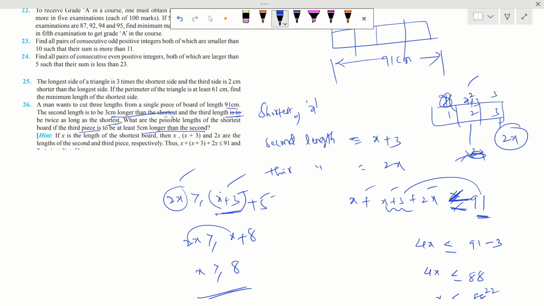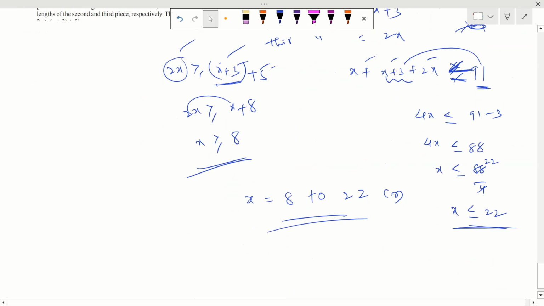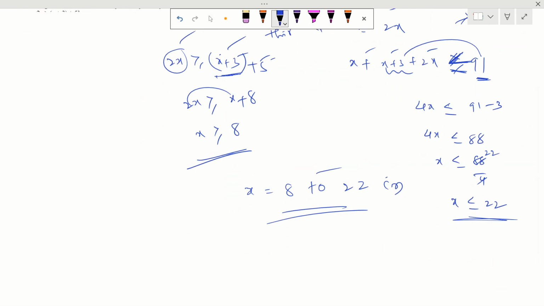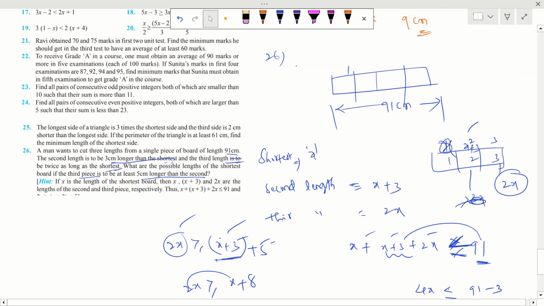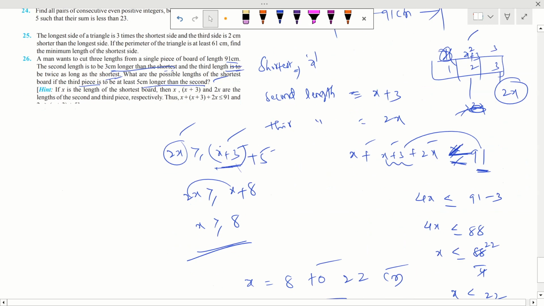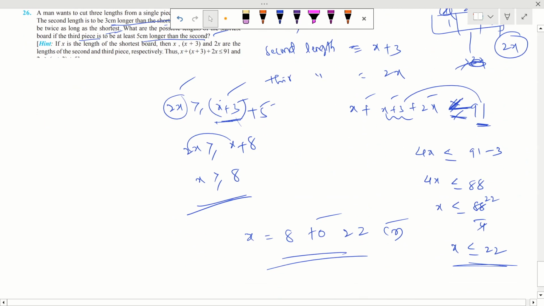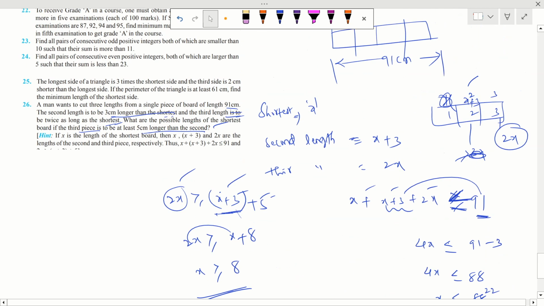The possible range of the shortest length of the board is 8 to 22 centimeter. What are the possible lengths of the shortest board if the third piece is to be 5 centimeter longer than the second? So these are the solutions for exercise 5.1.